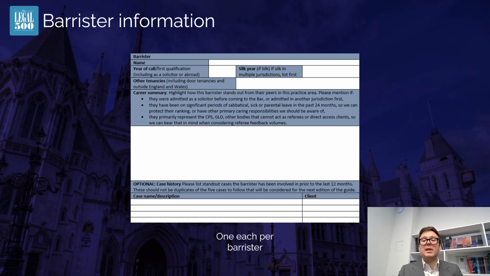You can also use it to let us know about sick leave, parental leave, caring responsibilities or sabbaticals we should be aware of. You can also use it to tell us if you've been doing a lot of work for the GLD, CPS or other bodies that don't provide referee feedback, so we can bear that in mind. The case history box is also your opportunity to inform us of particularly notable work prior to the research period that you feel we should be aware of.